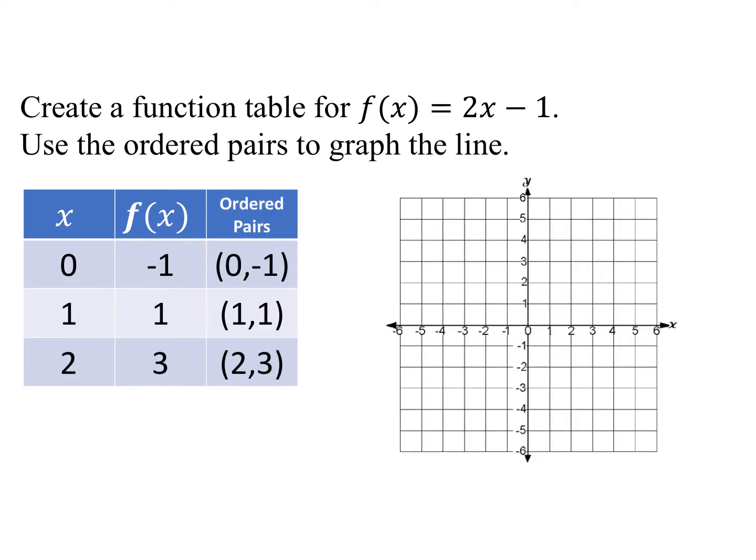Okay, it's time to plot these points. So 0, negative 1 is here, and 1, 1 is here, and 2, 3 is right here. The next thing I need to do is draw a line that connects those three dots. All right.